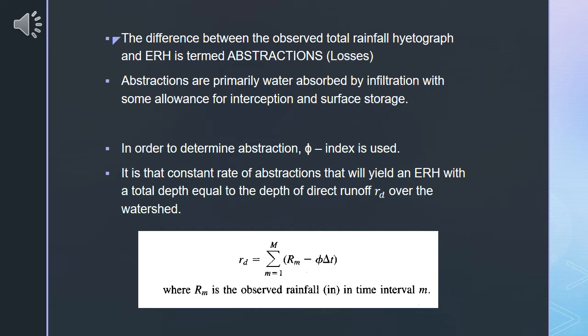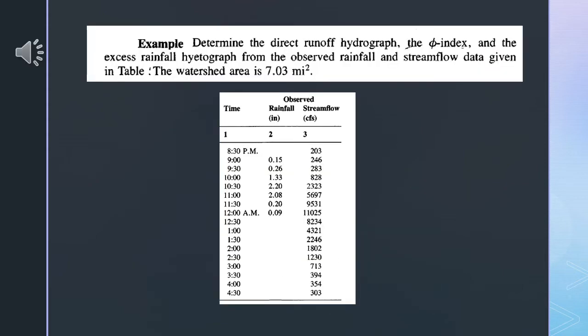So let's solve one example, and then we can understand better how to calculate the direct runoff depth. In this example, determine the direct runoff hydrograph, the phi index and the excess rainfall hydrograph from the observed rainfall and stream flow data given in the table. The watershed area is 7.03 square miles. In the table I'm giving here, we have time period, observed rainfall and stream flow.